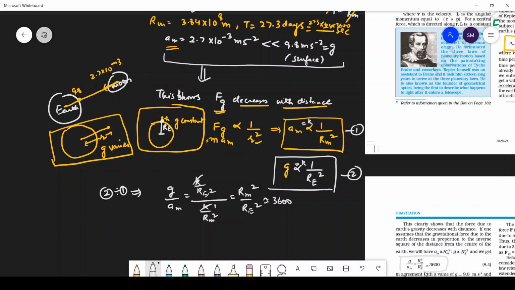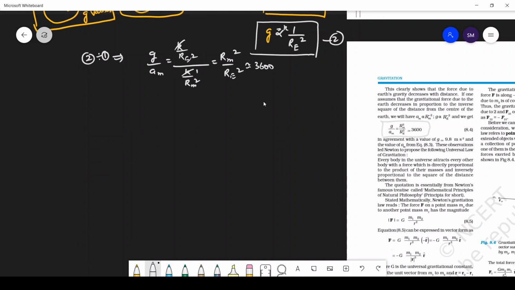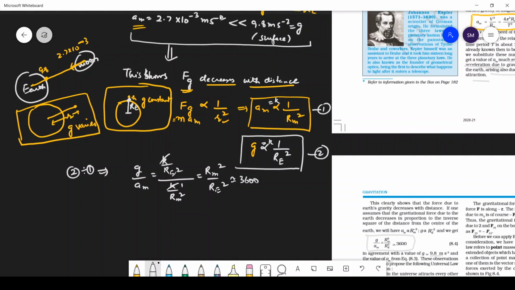This value means g upon am is in agreement with the value of g as 9.8, and am that we calculated above, that is 2.7 times 10 to the power minus 3. So that is in agreement with this. So it means that our assumption is correct.